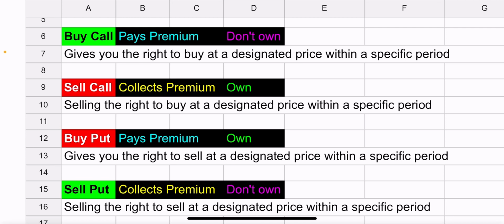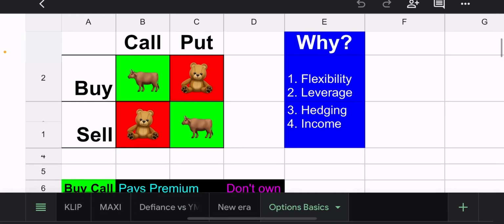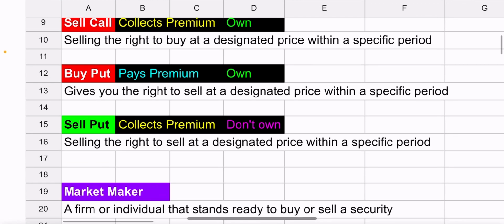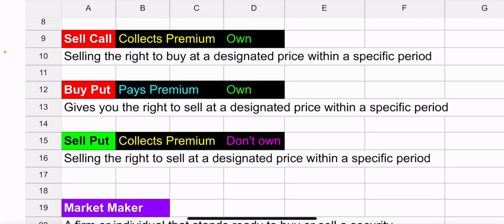Let's continue. Now, buying a put. What is buying a put? It's got that teddy bear, right? It's bearish. When you buy a put, you own the shares, right? So what does buying a put mean? It gives you the right to sell at a designated price within a specific period. So if you own Tesla and you think it's just going to tank and you want some downside protection, you can buy a put at a specific strike and a specific date.